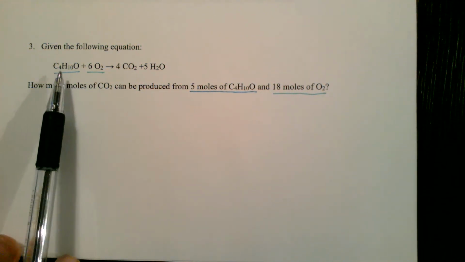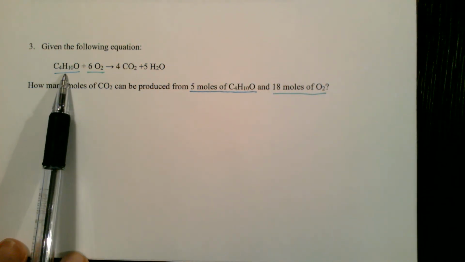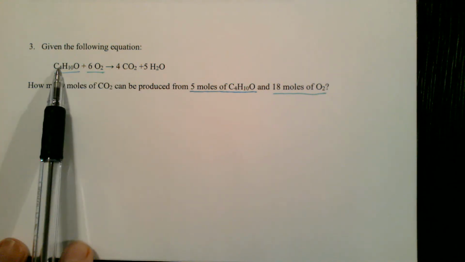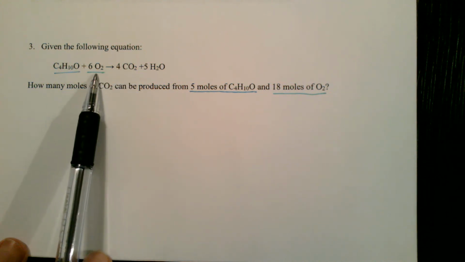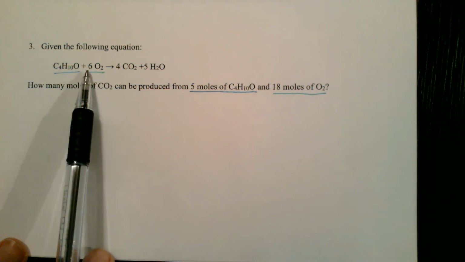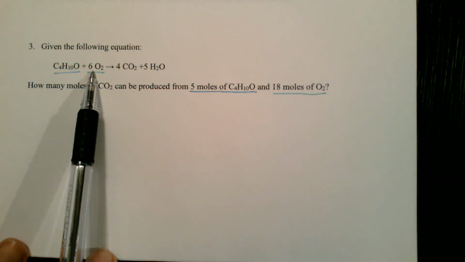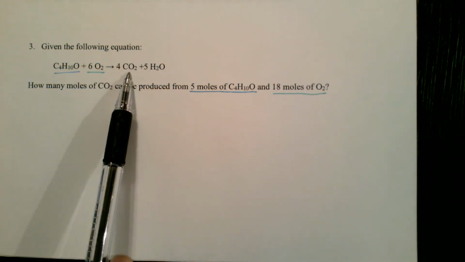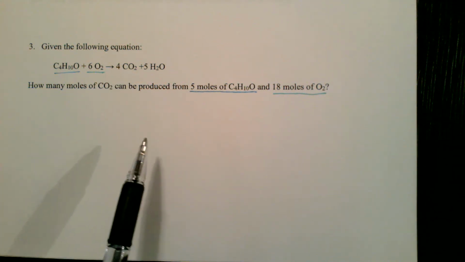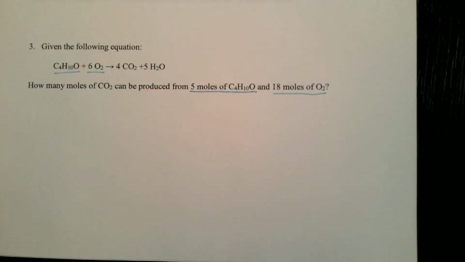So what we're going to do is take this and say, if all of these 5 moles react, how much CO2 can I make? Then I'm going to take the oxygen, this 18 moles of oxygen, and do the same thing. Hey, if all 18 moles of the oxygen react, how much CO2 can I make? Whichever one makes the least amount of product is going to be my limiting reactant.